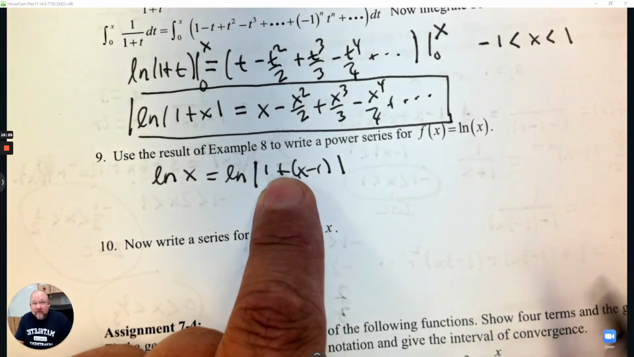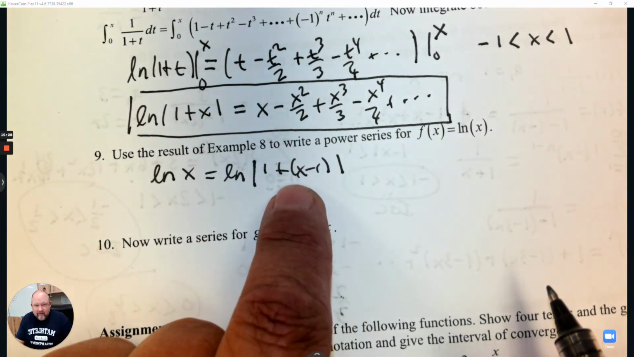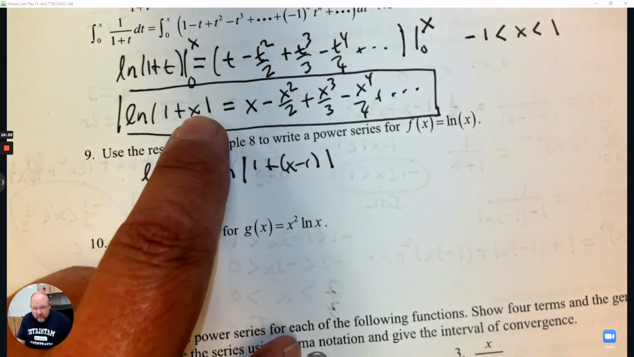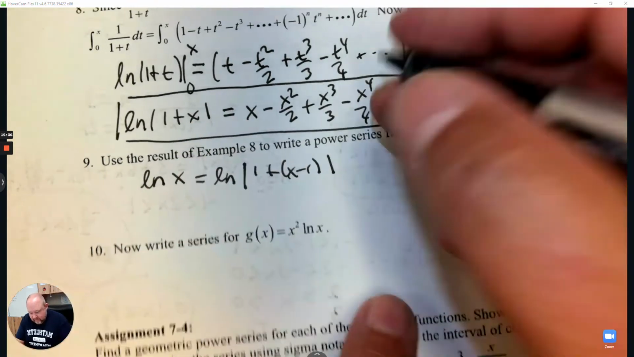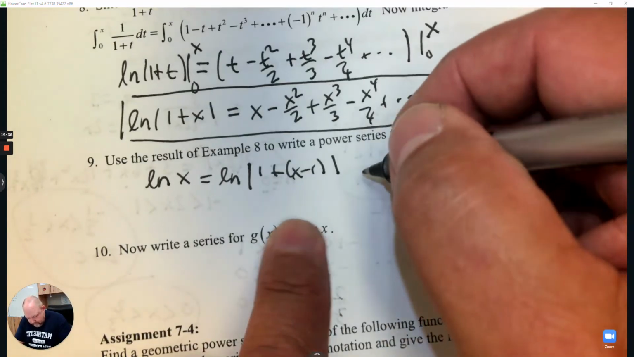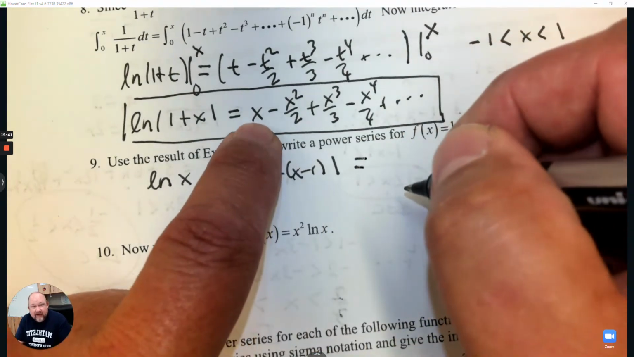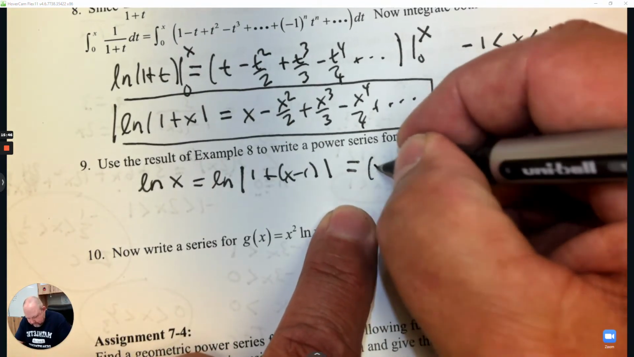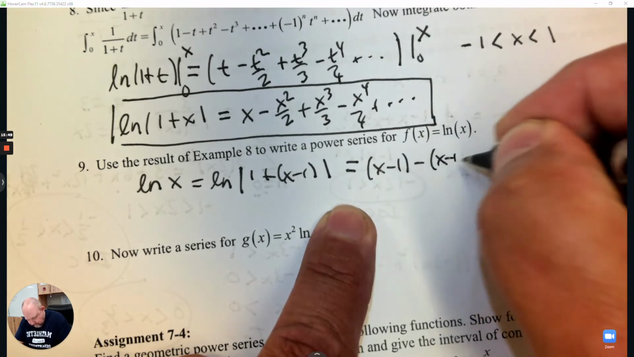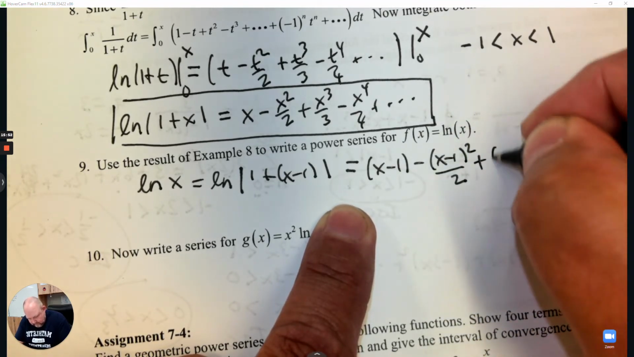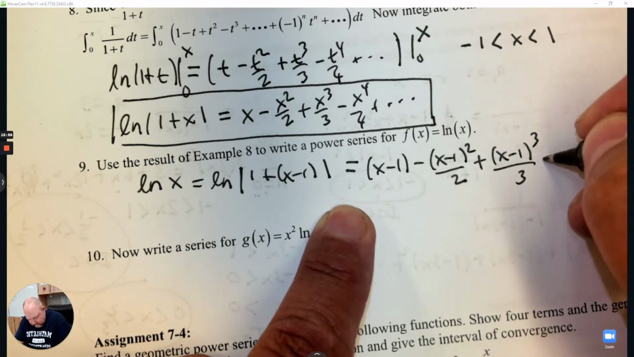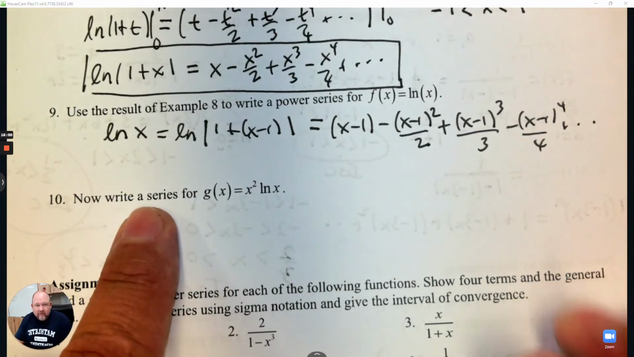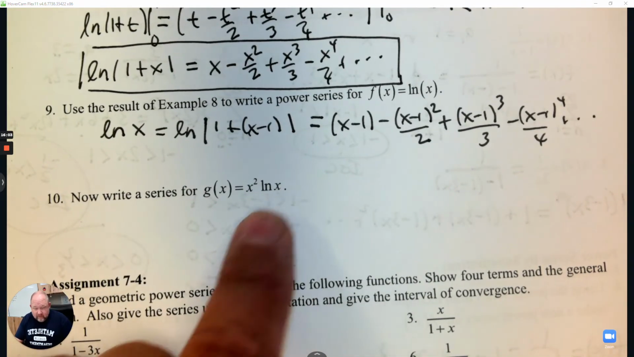So do notice that this is in the form that it needs to be in. And they're the same, right? 1 plus x, take away 1 is just x. But it's now in this form where I can take out the x and put in x take away 1 in its place. So just do a substitution and put in x minus 1. And you did it. So now write a series for x squared ln x.